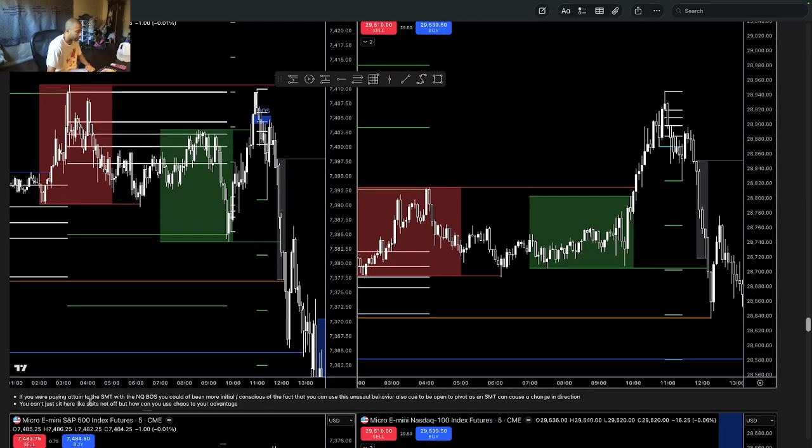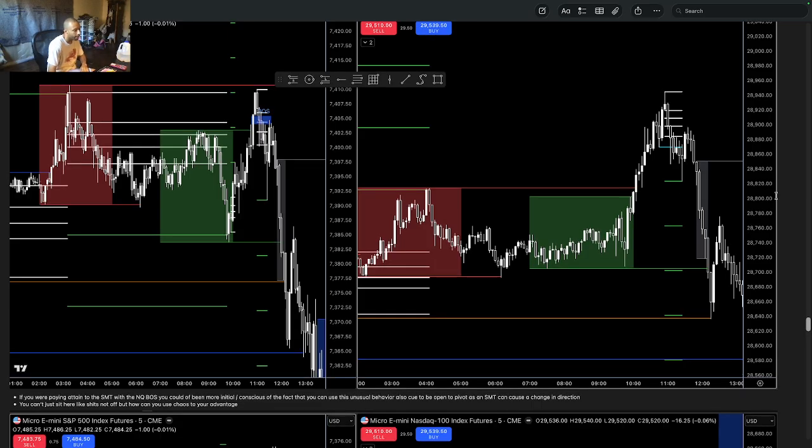If you were paying attention to the SMT with the NQ breaker structure, you could have been more intentional, more conscious of the fact that you can use this unusual behavior, also due to open pivot, as an SMT, because it changed in direction. You can't just sit here like something's not right, but how can you use the change? I noticed something was strange when we saw ES come down here and take out these lows, and we saw NQ just immediately take out this high. I should have been realizing that the strangeness was telling me this is the SMT divergence, and I can utilize this chaos to my edge.